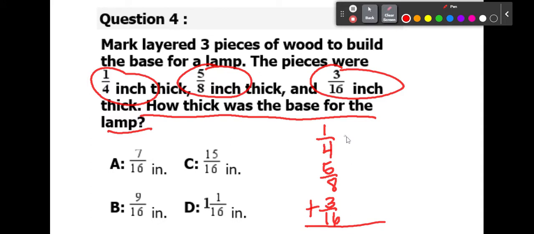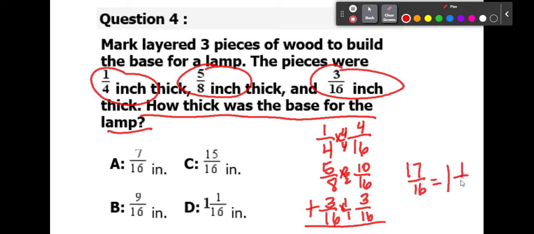If you're not sure how, you need to make sure you ask me. But if you do remember, you're making all 16. 4 times 4 is 16, so 1 times 4 is 4. 8 times 2 is 16, so 5 times 2 is 10. I'm just doing the same to the top and bottom, and this is already a 16. So now I'm adding 4/16, 10/16, and 3/16, which is 17/16, which is 1 whole and 1/16 left over.